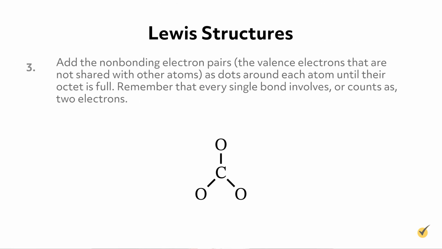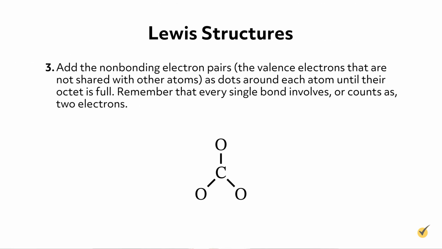Number 3, add the non-bonding electron pairs, the valence electrons that are not shared with other atoms, as dots around each atom until their octet is full. Remember that every single bond involves or counts as 2 electrons. For the carbonate ion, this step can be depicted like this.